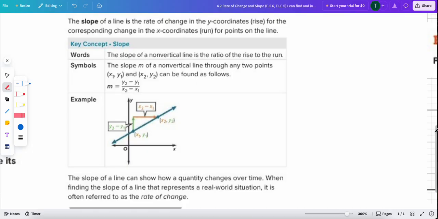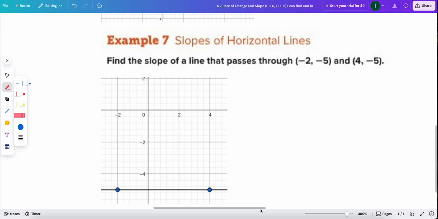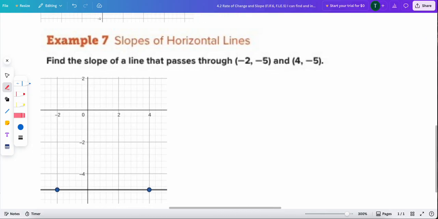Okay. So I'll show you the formula method and the counting method for this. So it says the slope of a line can show how a quantity changes over time. When finding the slope of a line that represents a real-world situation, it is often referred to as rate of change. So this is just telling you slope, rate of change, same exact thing. Okay, so we're going to go ahead and get into these few examples we have here.